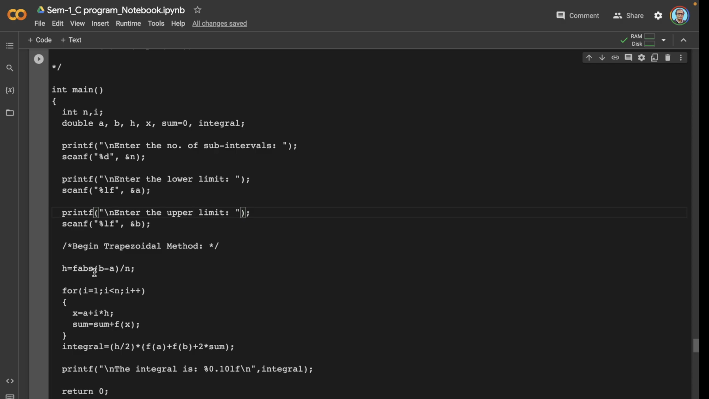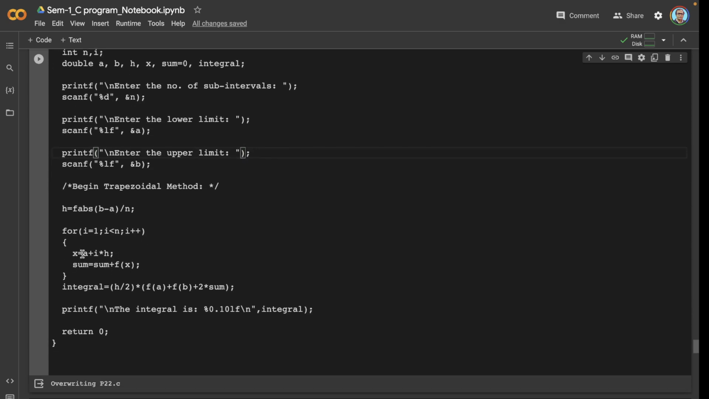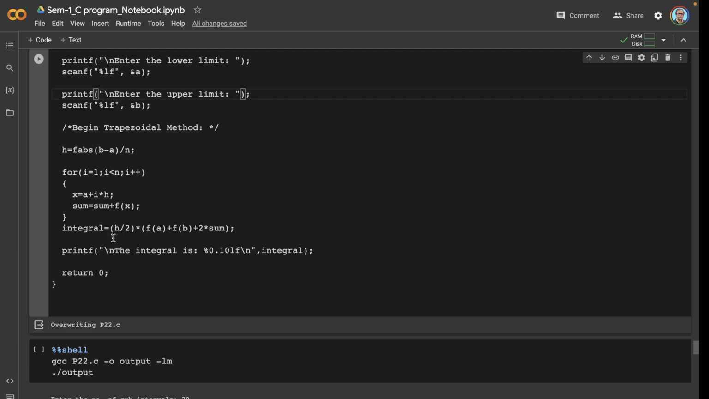So here we use fabs of b minus a, divided by n, and for I equals 1 to I less than n, I plus plus, x equals a plus i h. Sum equals sum plus f(x). The integral is given by the trapezoidal formula: h by 2 into f(a) plus f(b) plus 2 into sum. Sum means f(x1) plus f(x2) plus f(x3) and so on. This is the total sum, multiplied by 2. This is the trapezoidal formula, and print the integral up to 10 decimal places.